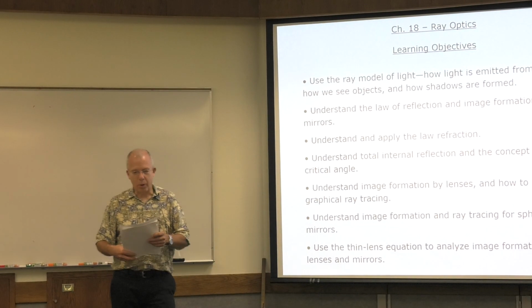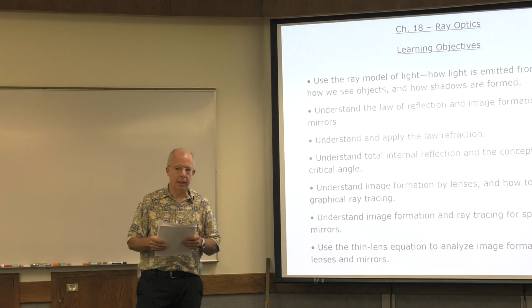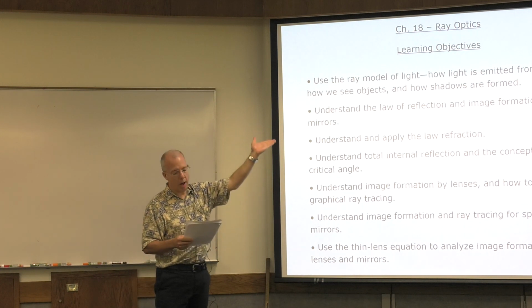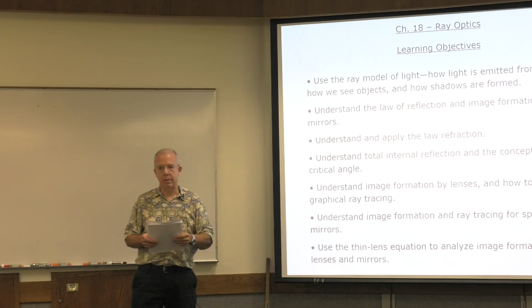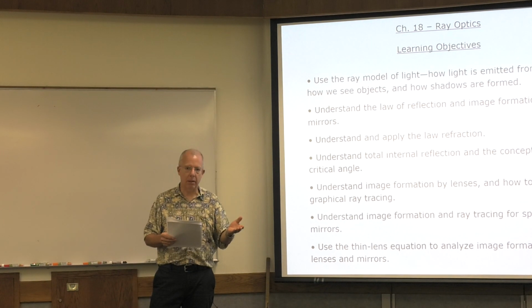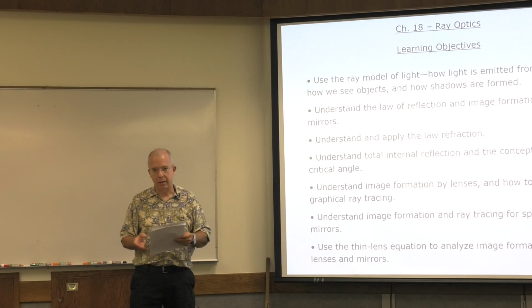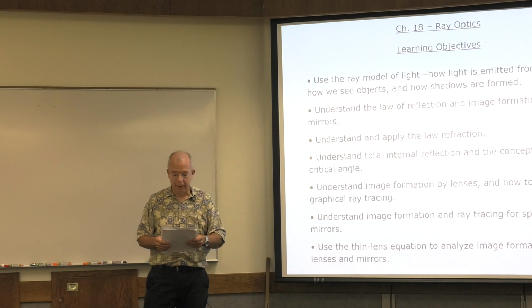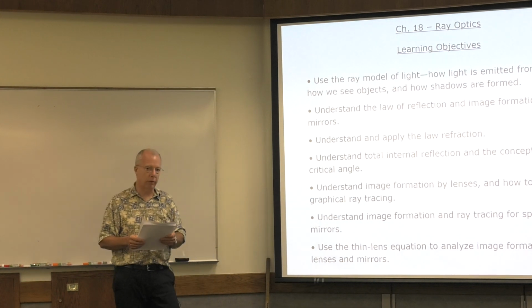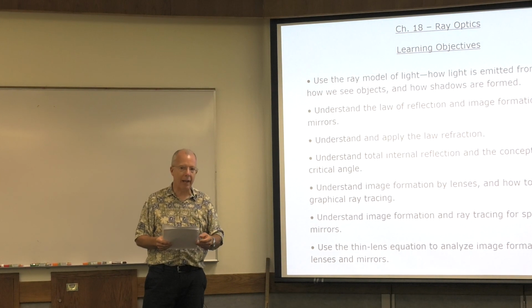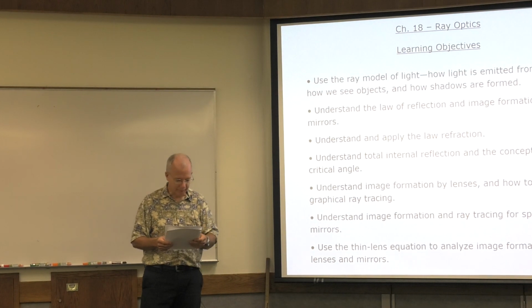This is Physics 106, Chapter 18. This chapter is ray optics. The previous chapter was wave optics, so this is the second model of light. There's still one more, believe it or not. When we start doing quantum physics later on, we'll learn the quantum mechanical model of light. So in order to understand light, three models.